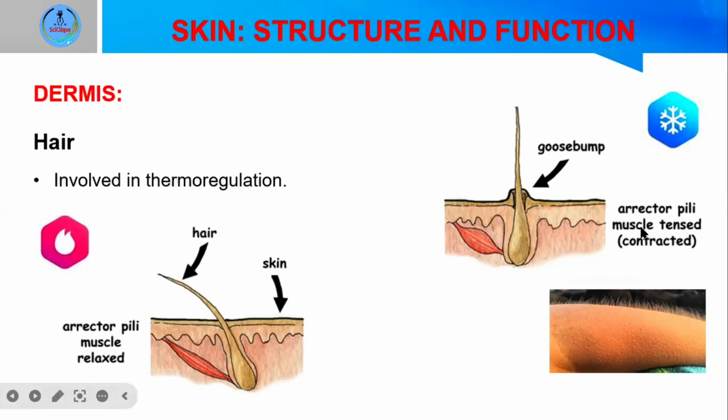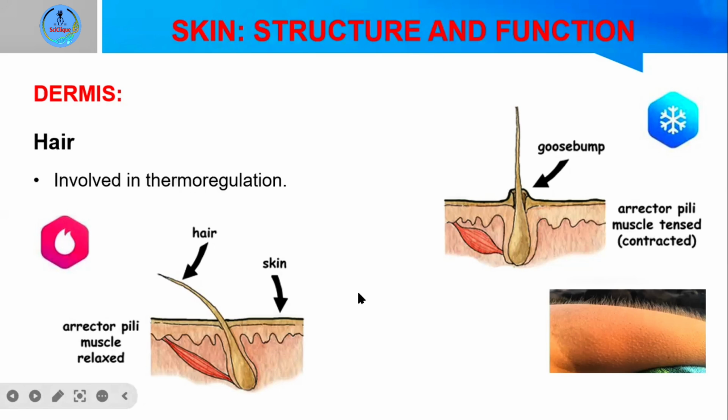Now, what if it's hot? When it's hot, you need to lose the excess heat. So in this case, the erector pili muscle relaxes, and by doing so, it causes the hair to lie flat on the surface of your skin. So more heat can then be lost.